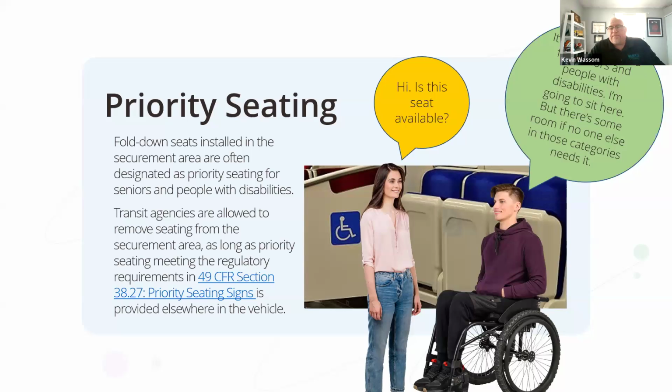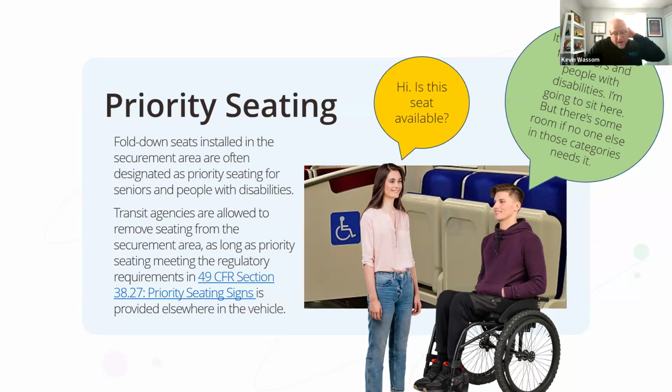Okay. Priority seating. Fold down seats installed in the securement area are often designated as priority seating for seniors and people with disabilities. The transit agencies can remove seating from the securement area as long as priority seating still meets the regulatory requirements in section 38.27.